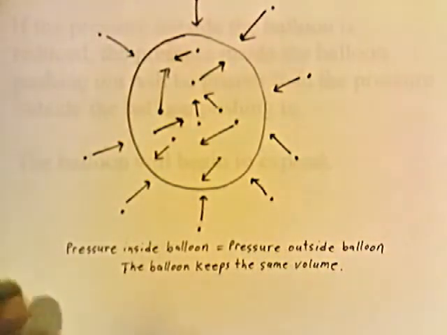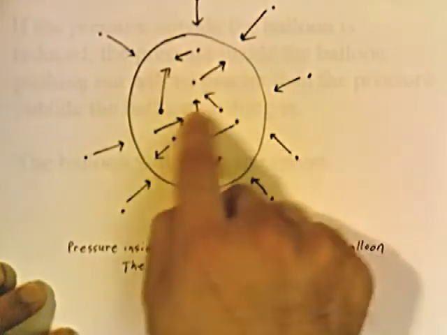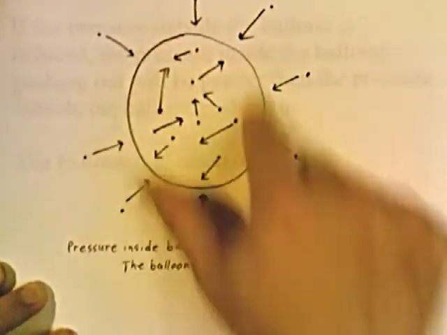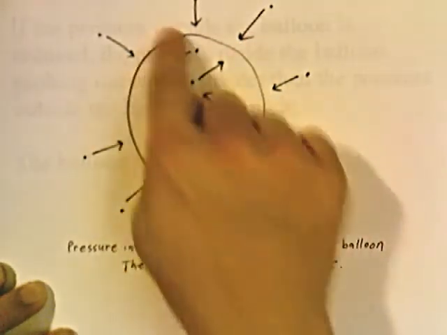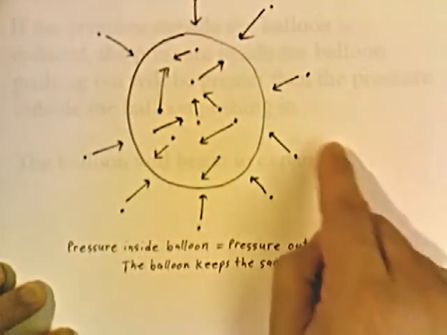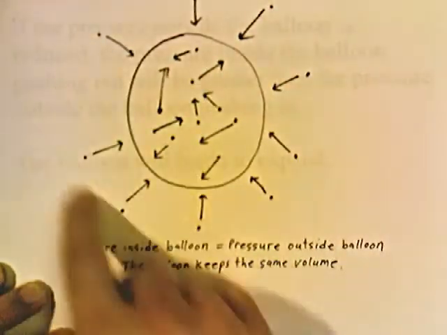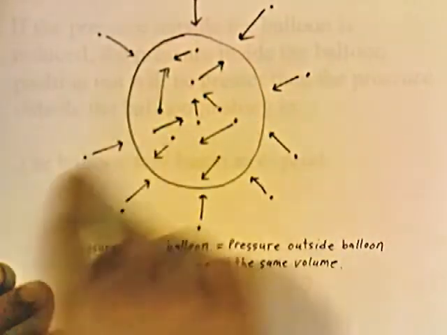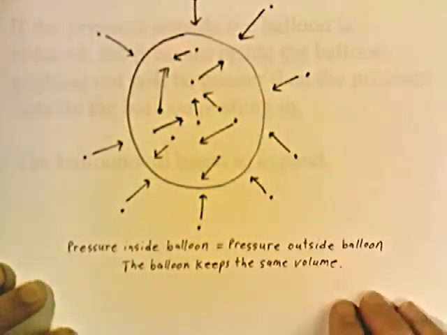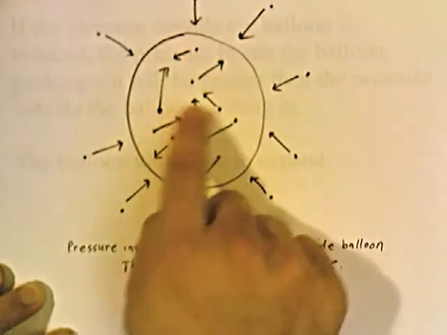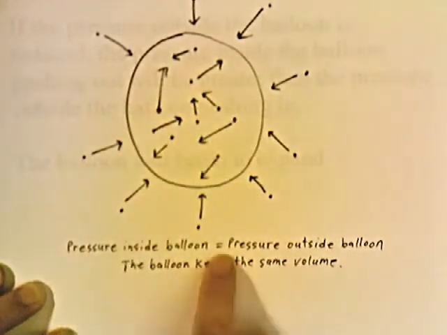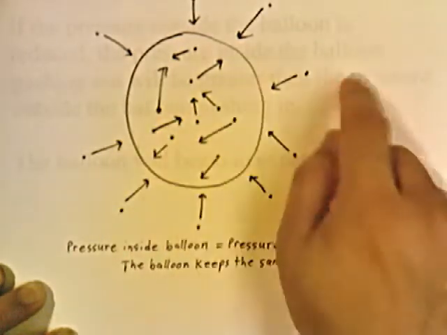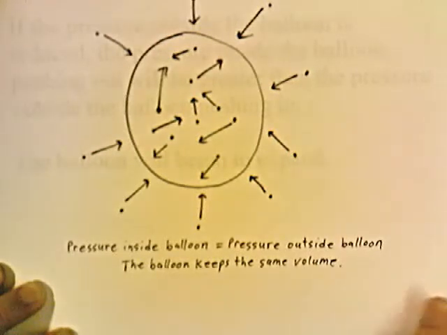So here we have a diagram. Here we have a balloon, and we have some atoms and molecules of gas inside here. They're all moving around, and as they move around, they collide with the inner wall, and they create an outward pressure, so it pushes the walls of the balloon outward. But the balloon is sitting in an atmosphere, and the air molecules outside the balloon are colliding with the surface of the balloon, and it presses inward. Now, in this example, the pressure inside the balloon that's pushing outward is going to be equal to the pressure outside the balloon that's pressing inward. And since the pressure inside and outside is the same, the balloon keeps the same volume.